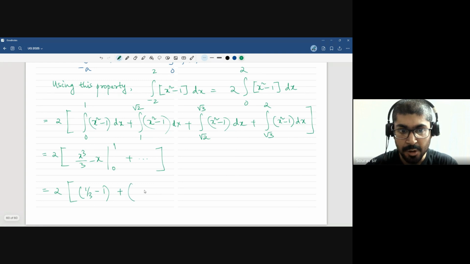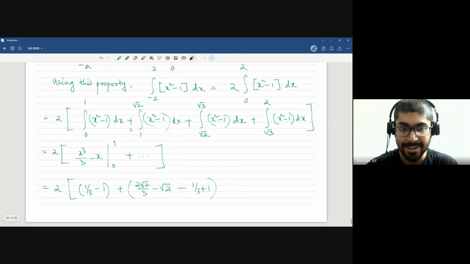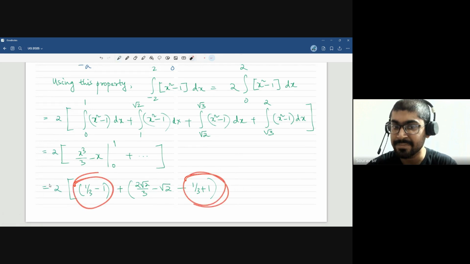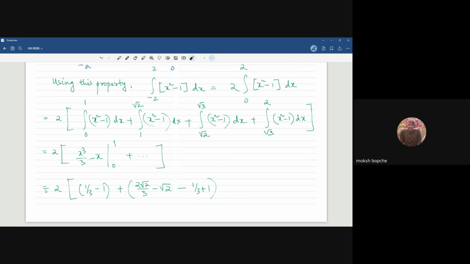Plus root 2 whole cube, that means 2 root 2 by 3 minus root 2, plus, oh okay, there should be one more term, right? Minus, if you put 1 here, you will get 1 by 3 minus 1. So you can see the pattern, right? Here, they start cancelling. Yes, sir. These start cancelling, and 2 by 3 is left at last.